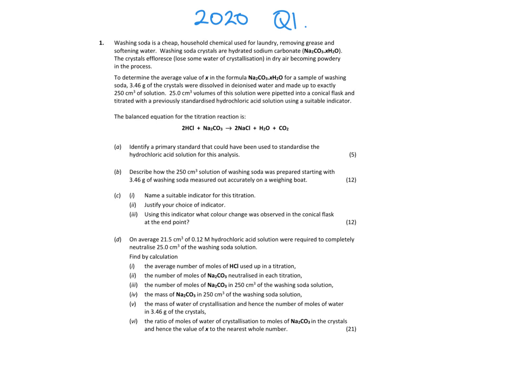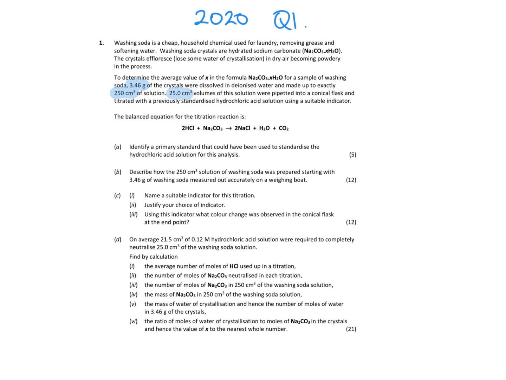Washing soda is a cheap household chemical used for laundry, removing grease and softening water. Washing soda crystals are hydrated sodium carbonate, and the crystals lose water in dry air, becoming powdery in the process. So to determine the average value of x in the formula of Na2CO3·xH2O for a sample of washing soda, 3.6 grams of crystals, so I'm going to highlight that, were dissolved in deionized water and made up to exactly 250 centimeters cubed.